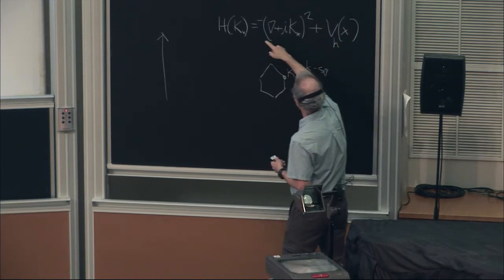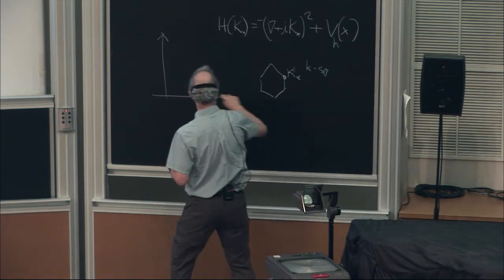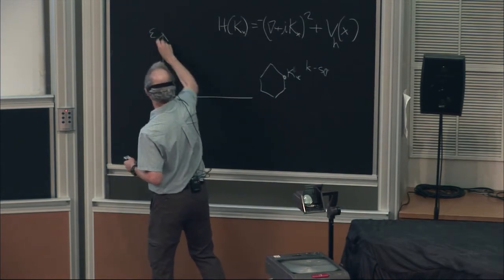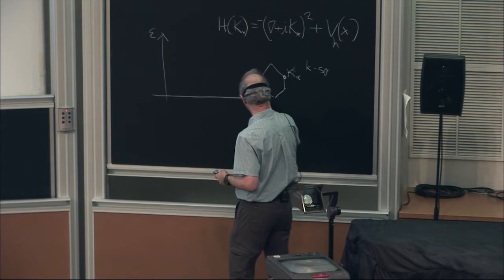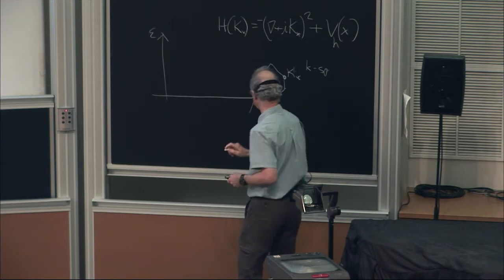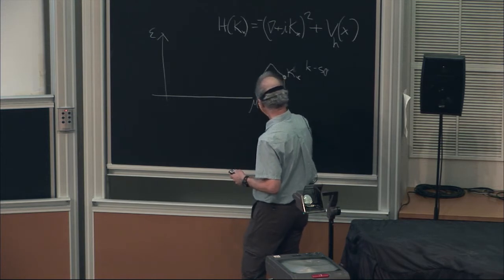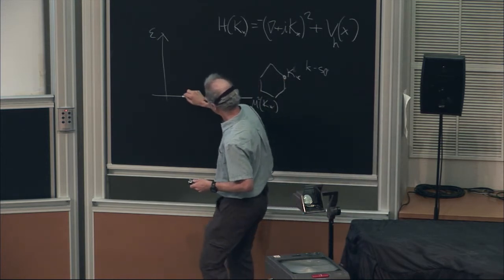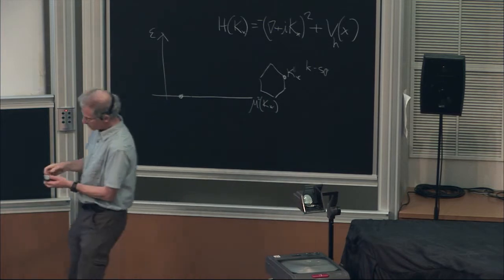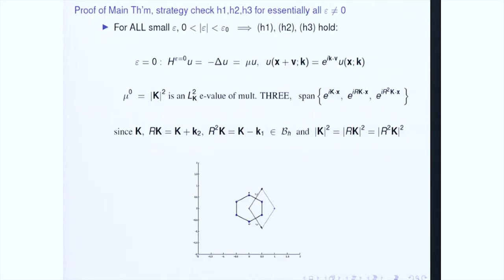So I'm interested in studying this operator. And here is going to be epsilon, my continuation parameter. And here is mu. Let's call it mu of k star. And it's going to depend on epsilon. So when epsilon is equal to 0, simple geometry tells us that there is a triple eigenvalue of the Laplacian.